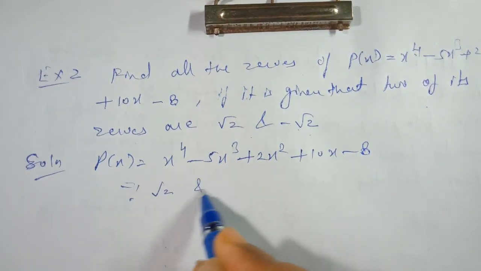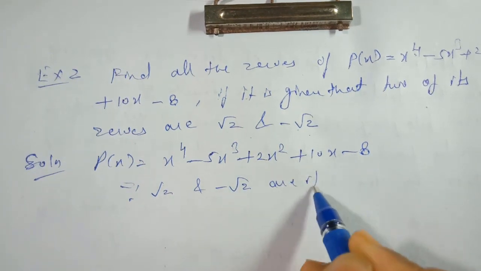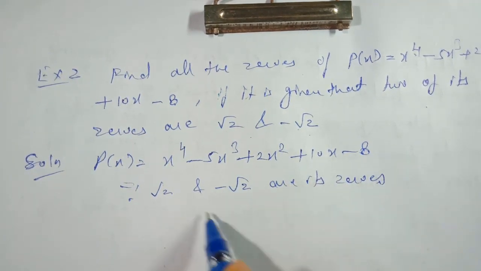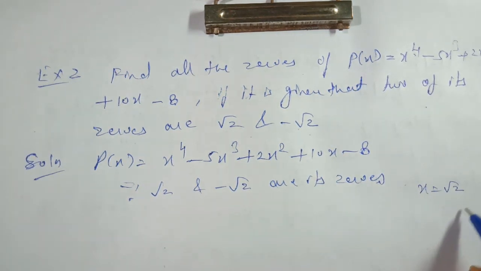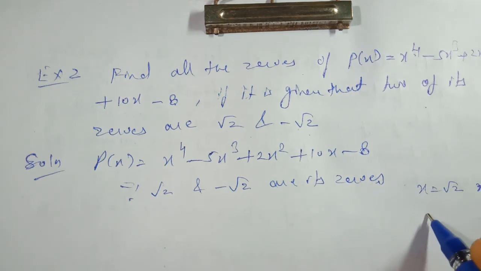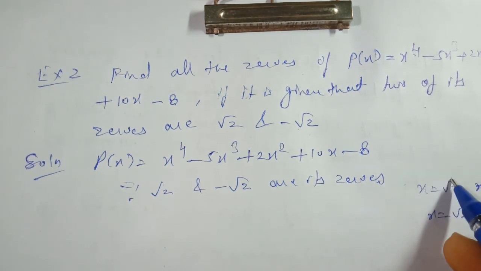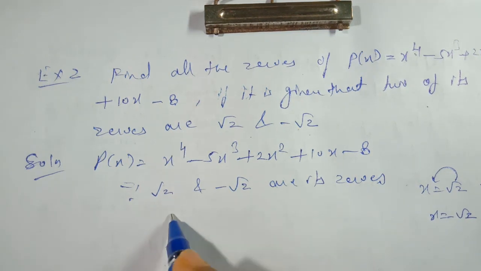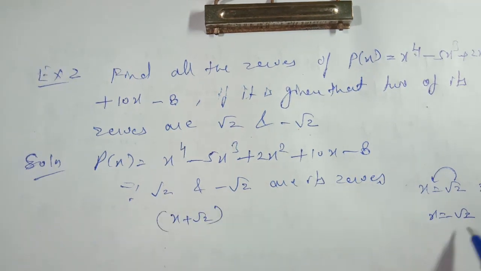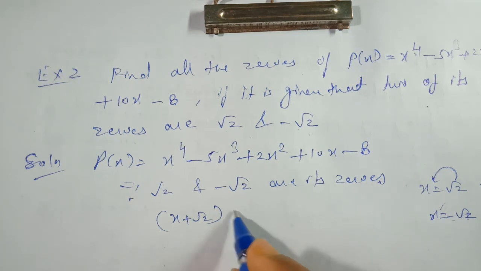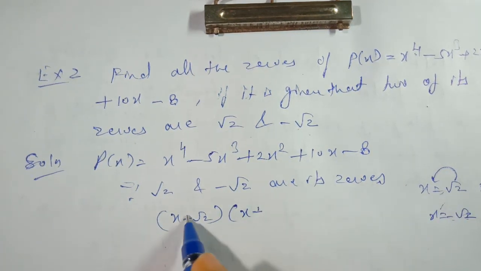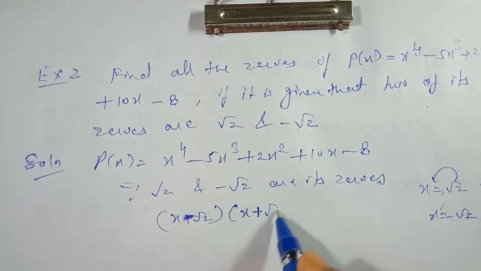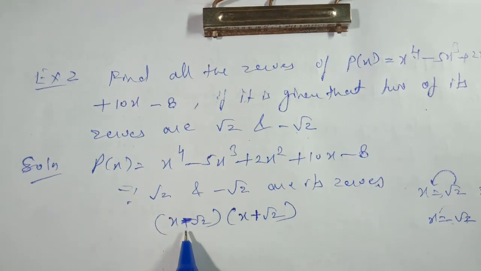Since root 2 and minus root 2 are its zeros, it means these are the value of x, or x equal to minus root 2. Take root 2 to this side, this will give x plus root 2. Take this minus root 2 to the left hand side, it will change into minus, and this will change into plus root 2. Now here we are observing the relation a minus b and a plus b.